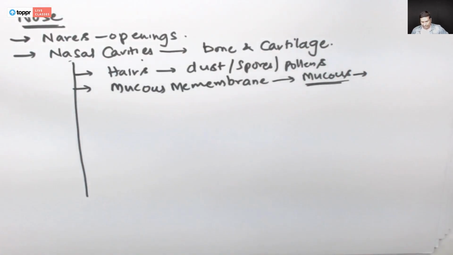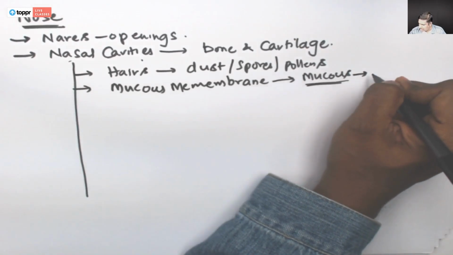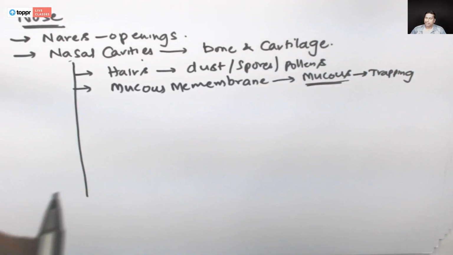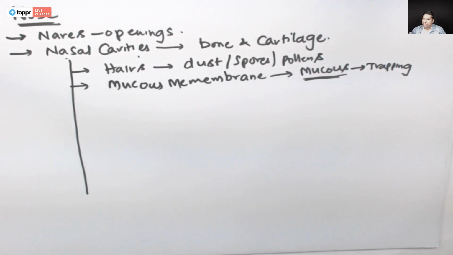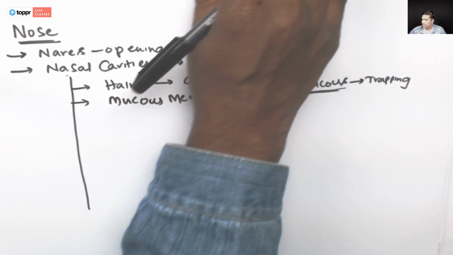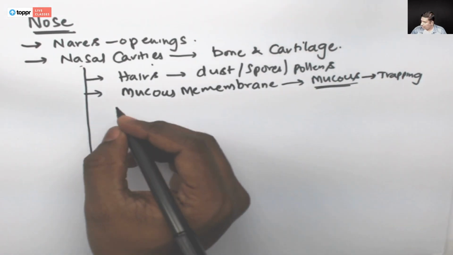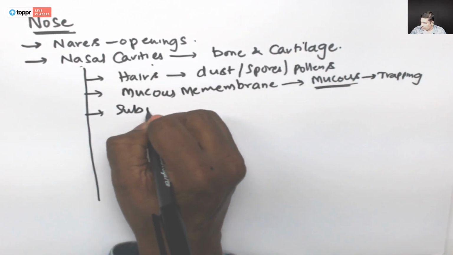Now, the purpose of the mucus in this mucous membrane is trapping, and then once it is trapped, the mucus is pushed down to the pharynx region, from where it's your choice whether to spit it out or let it go into the digestive tract. Below the mucous membrane you have the submucosa.